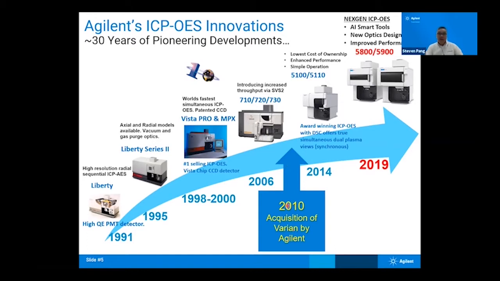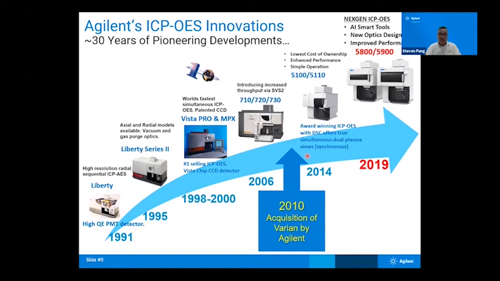Since 2010, we have revamped the previous Varian product line, and today what we are happy to share with you is actually a new ICP-OES family that first started in 2014 with some very nice features, such as the dichroic spectral combiner that allows you as the user to measure truly simultaneous dual view plasma viewing, that is the axial as well as the radial simultaneously.